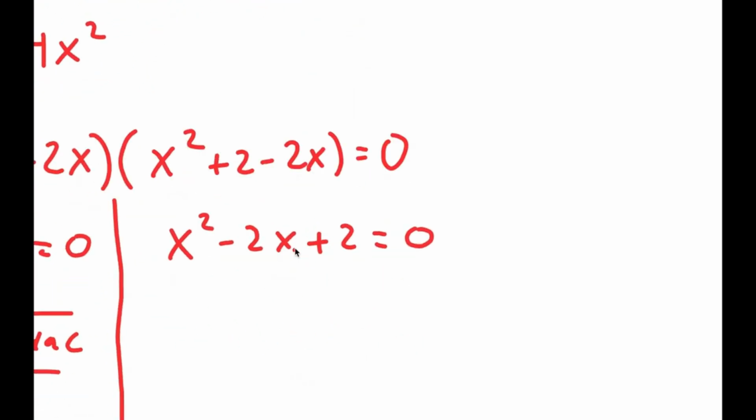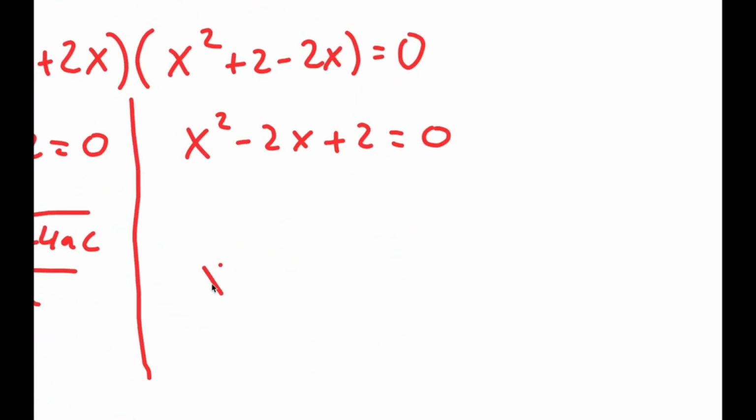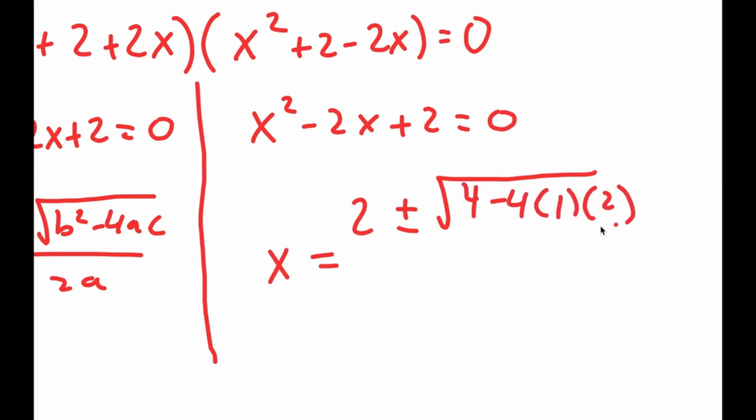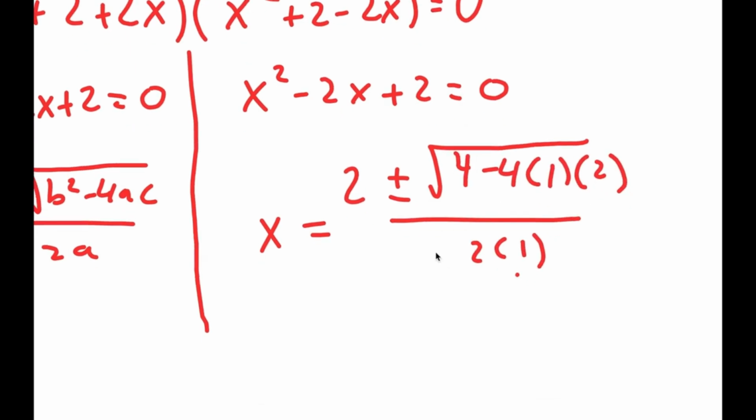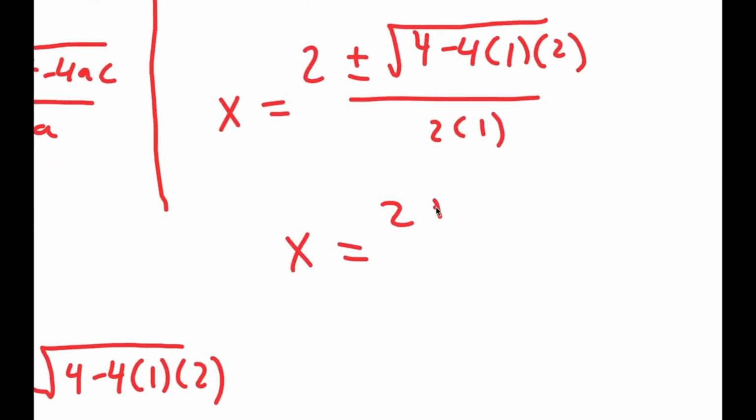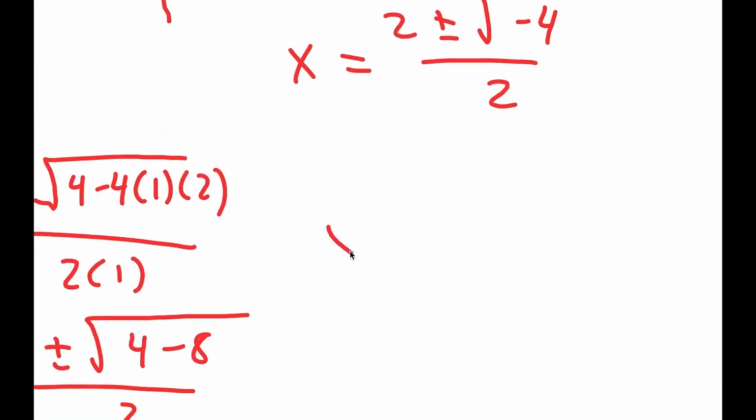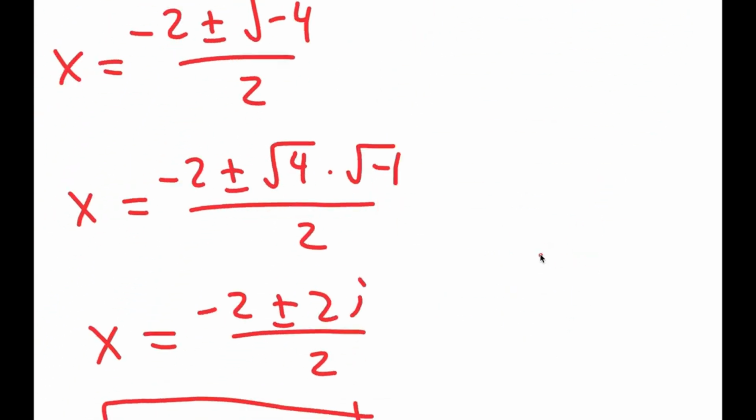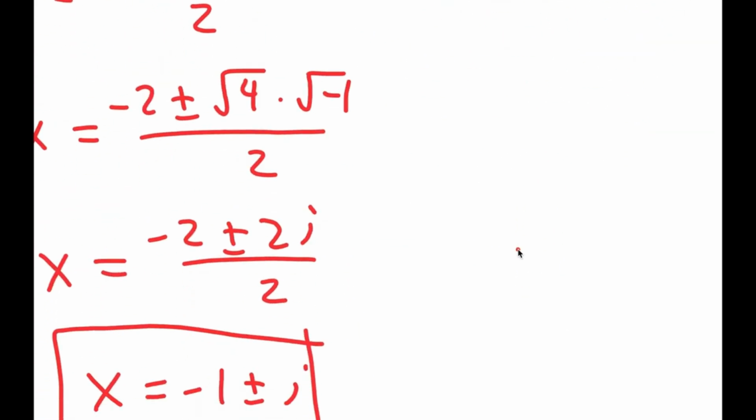And then now, for x squared minus 2x plus 2 equals 0, I'm going to do the same thing. I'm going to use the quadratic formula. So I get positive 2 plus or minus the square root of 4 minus 4 times a, which is 1, times c, which is 2, all over 2 times 1. This is equal to 2 plus or minus the square root of negative 4 over 2, which is equal to 2 plus or minus 2i over 2, which is equal to 1 plus or minus i. So these are my 4 solutions.